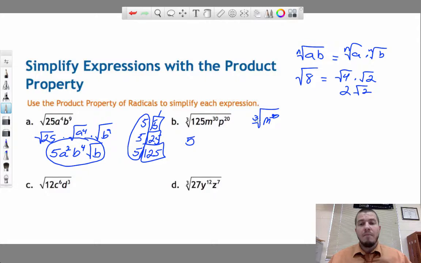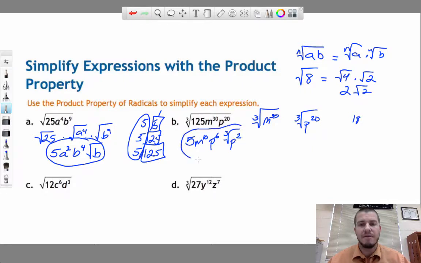So when I do the m, I'm basically simplifying the cube root of m to the 30th. 3 goes into 30 evenly 10 times. So that's m raised to the 10th with nothing left on the inside. And when I do the cube root of p to the 20th, 3 goes into 20 6 times, and 6 times 3 is 18, which means there's a remainder of 2. So I have the cube root of p squared left, and that's going to be my simplified form.